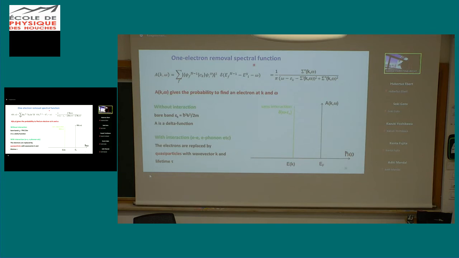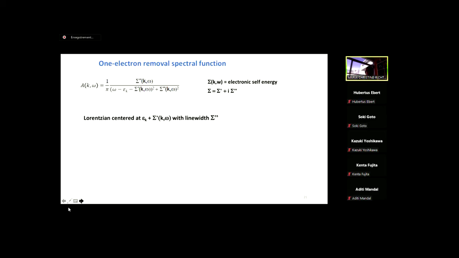So here again, concentrating on the spectral function, or better call it a one electron removal spectral function. This can basically be expressed in this form. It looks like a Lorentzian function, and what's important here is sigma prime and sigma double prime. The position of this Lorentzian will be shifted with respect to the bare band for the one electron picture, which you get without interaction, by the value of sigma prime, and sigma double prime will give you the width of this. So what you obtain if you have interaction is a quasi particle.